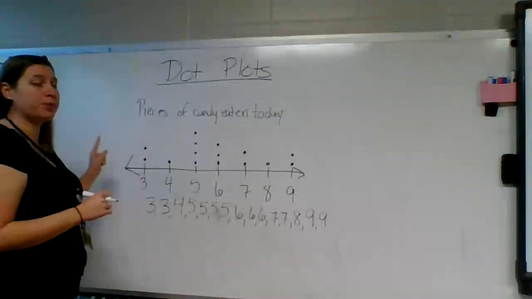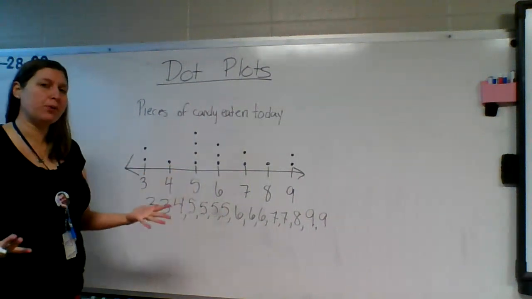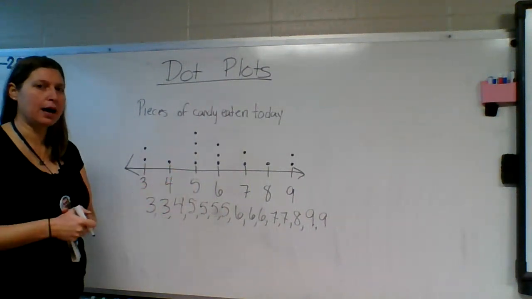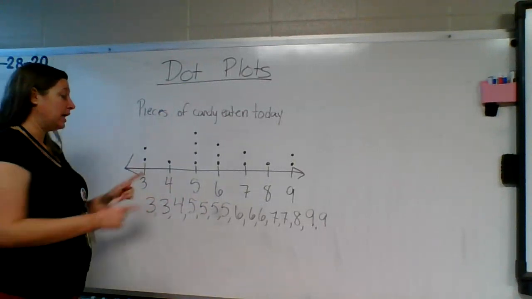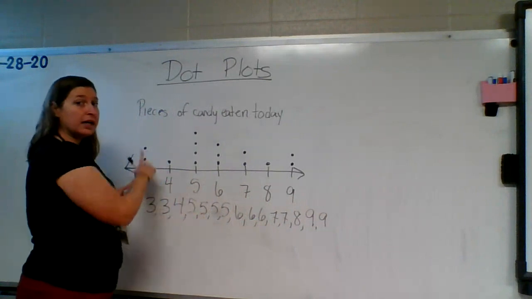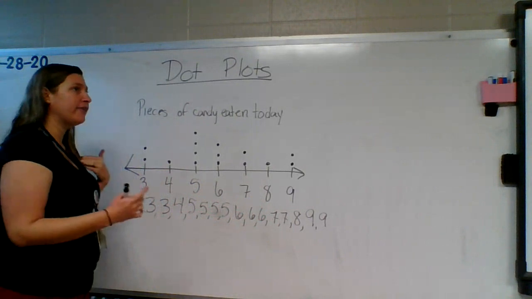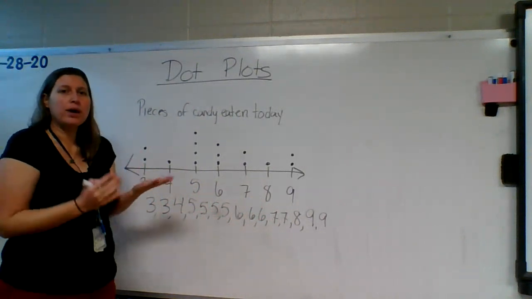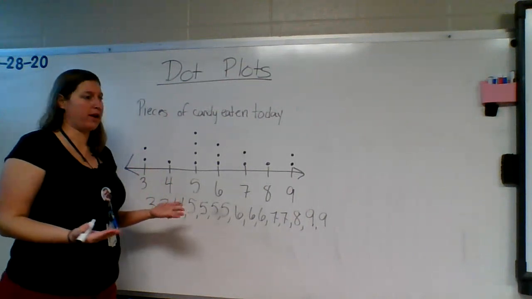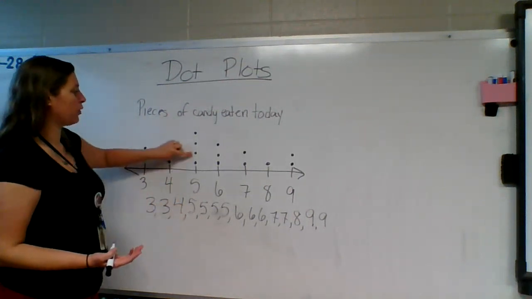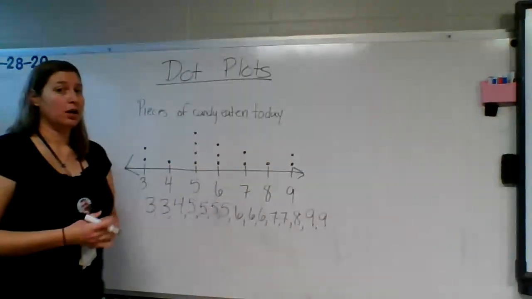Okay, so every dot represents one person. So 2 people ate 3 pieces of candy today. How many total people were surveyed for this topic? You can either just count your dots. It is not these numbers down here. It is our dots. Or you can write out your numbers and count those. I find it easier just to count the dots. I don't care what number it is right now. I'm just trying to say how many of them are there. So I have 1, 2, 3, 4, 5, 6, 7, 8, 9, 10, 11, 12, 13, 14, 15.